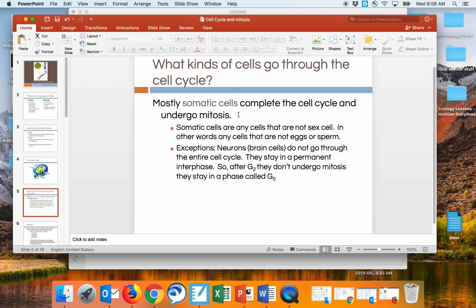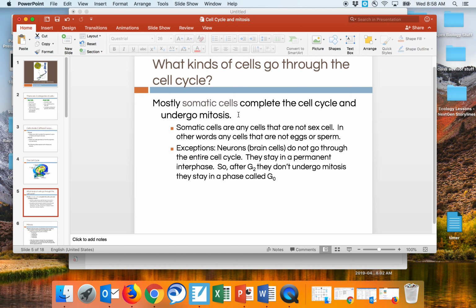The only exception to that are your nerve cells. Neurons do not go through the entire cell cycle. They stay in a permanent interphase. So after G2, they do not undergo mitosis. They go into a place called G0 or G sub naught, and they stay there.